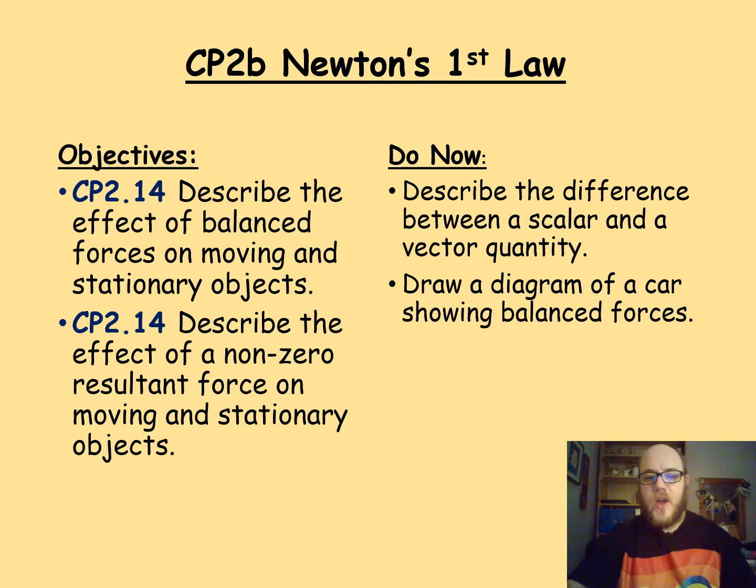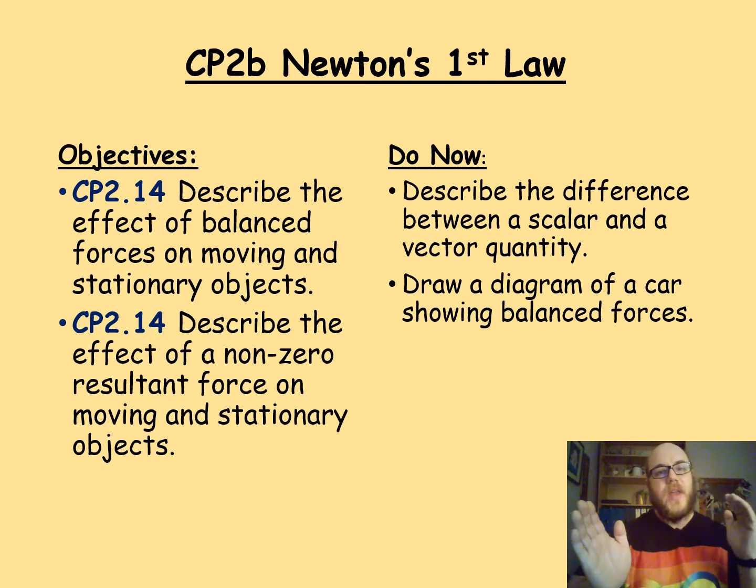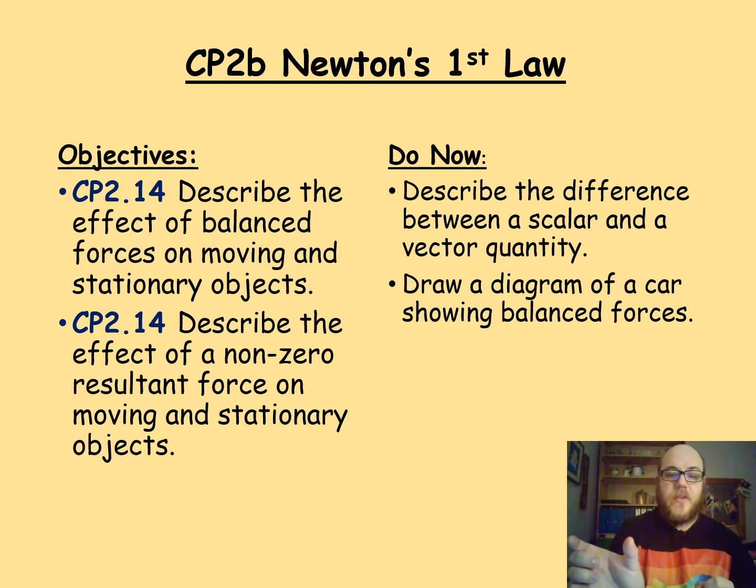Okay, so if you've drawn a diagram showing balanced forces, what you should have drawn is any object with arrows in opposite directions, but they both have the same size. So the arrow going one way, let's say for example, is 10 newtons, the arrow going the opposite way is also 10 newtons, but crucially in your diagram they should be exactly the same size.